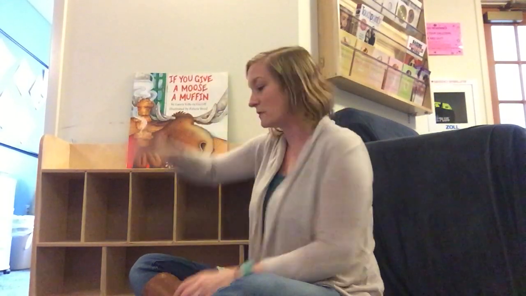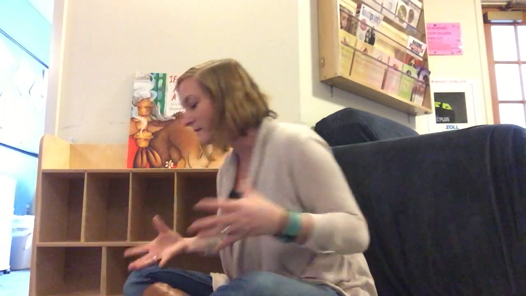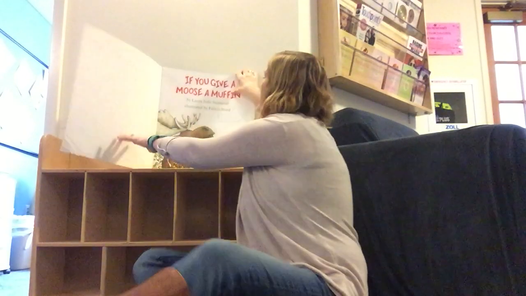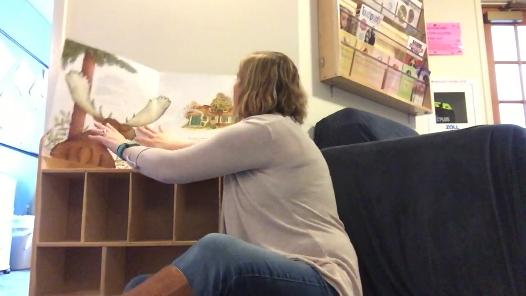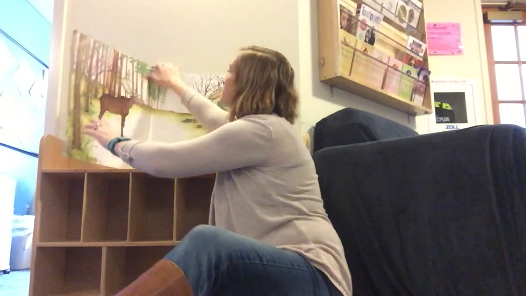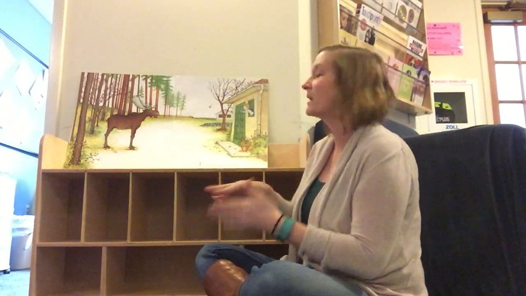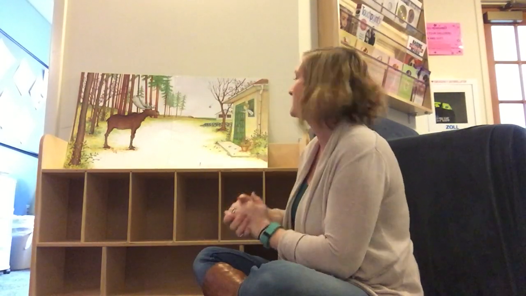So we're going to use If You Give a Moose a Muffin. And one of the things that you can do to help support, and you can actually do it with the title, I'm going to open it up and go right to the page. And what I'm going to do is something called tracking. And tracking is when you run your finger under the print and you're reading the words at the same time. So you're showing them so many of these skills. That's why I said we're going to connect a lot of them.